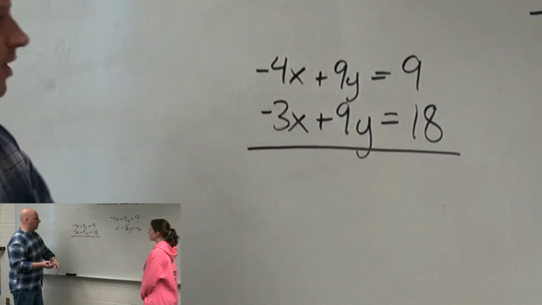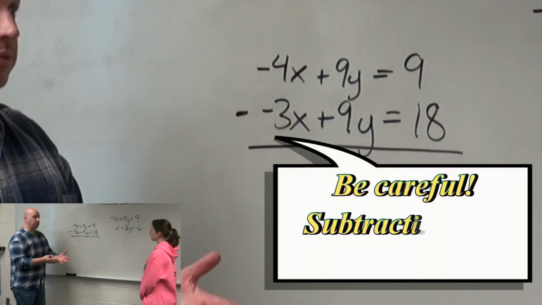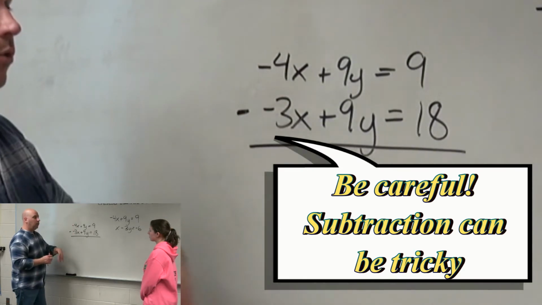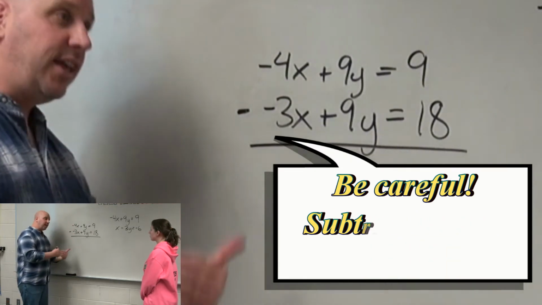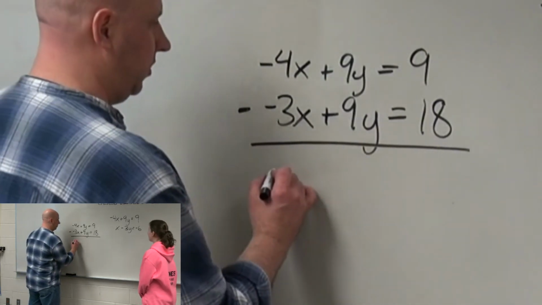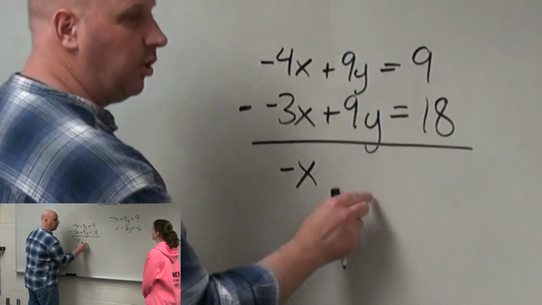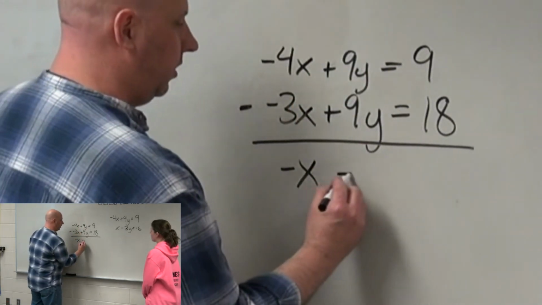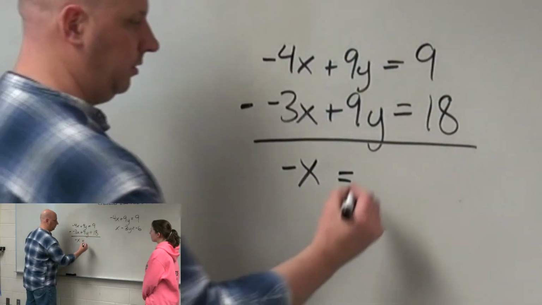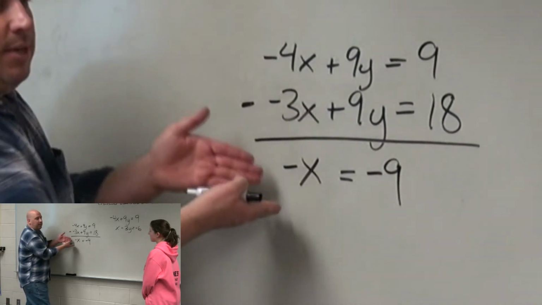And 9 minus 9 is 0. Where you've got to be careful is right here. This double negative really throws some kids off. You want to remember there's negative 4 minus a negative 3, which is the same as negative 4 plus 3, which would give me? Negative 1 x. Right. These terms are gone, right? And then I have a 9 minus 18. Negative 9. Correct.